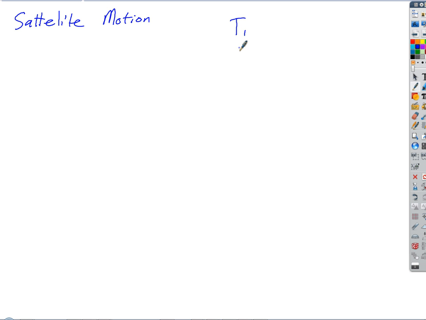T1 over T2 squared, equals R1 over R2. Squared. Cubed. I was trying to help, guys. Well, you weren't. I know. True.